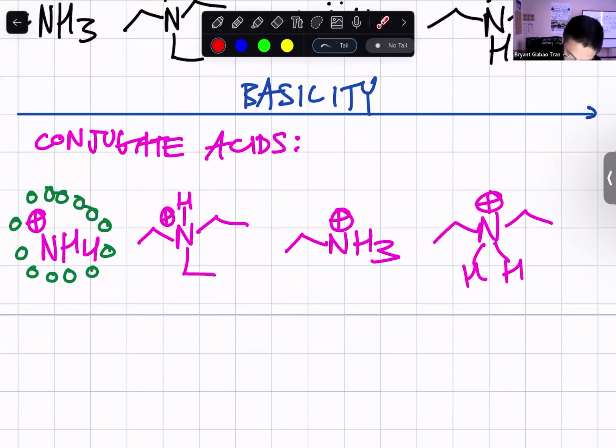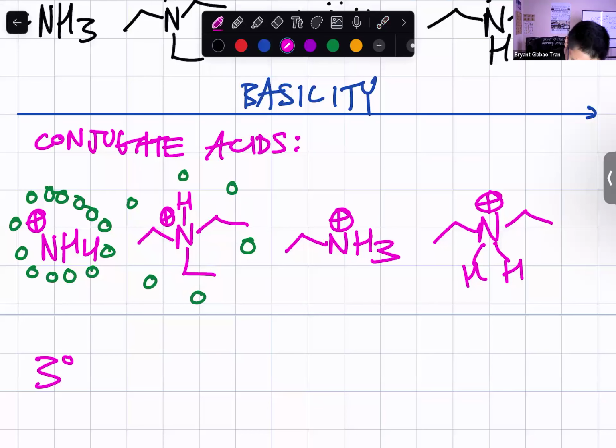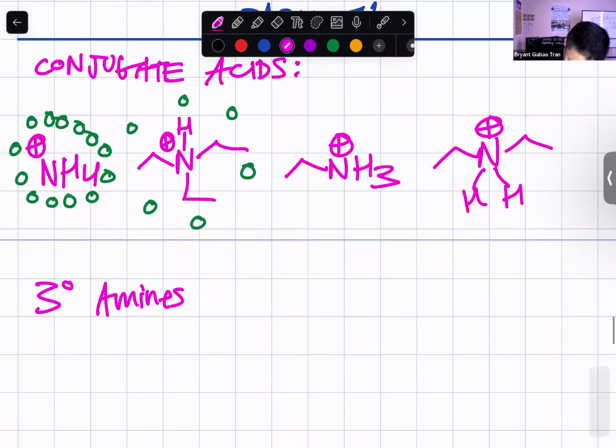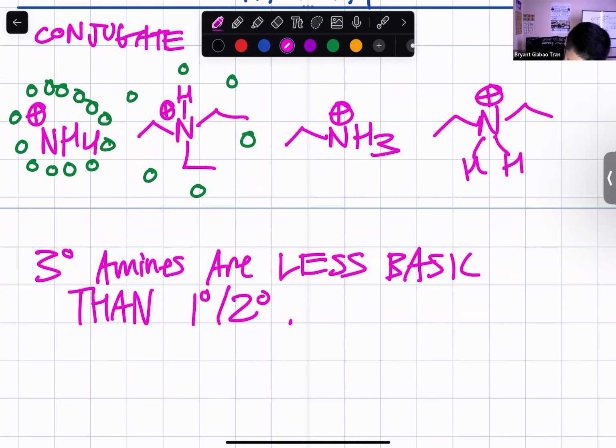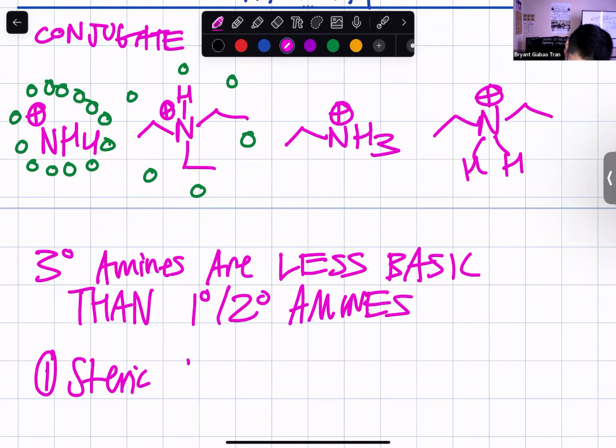If we look at the tertiary amine here, these R groups are increasing steric hindrance, so that disrupts the solvent shell. The oxygens are not able to wrap around this positive charge because of the steric hindrance of the R groups. So there's two factors that explain why tertiary amines are less basic than primary or secondary amines. And the first factor that I just talked about is that their steric hindrance disrupts the solvent shell.